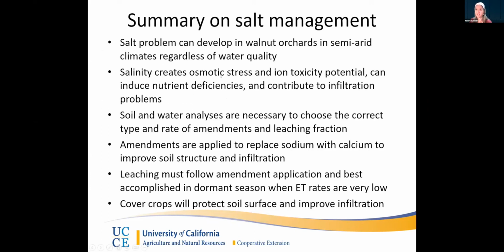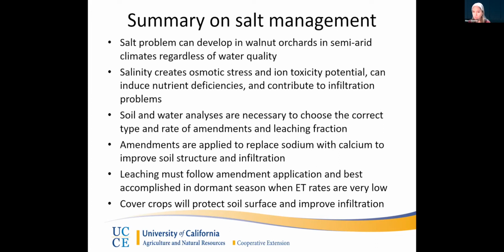And then just in summary on salt management, salt problems can develop in walnut orchards regardless of the water quality because of that high evapotranspiration in the summer. So even good quality water can lead to salt buildup. Salt creates osmotic stress, which can lead to increased susceptibility for ion toxicity, and high pH can induce nutrient deficiencies, and then salinity conditions can contribute to infiltration problems.